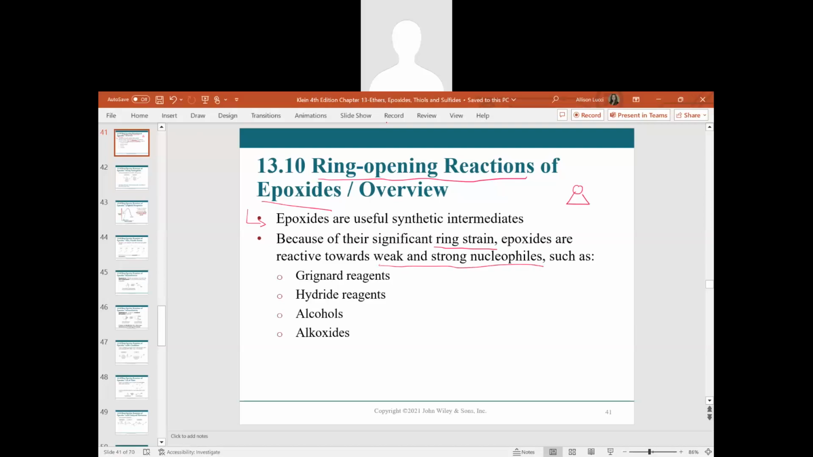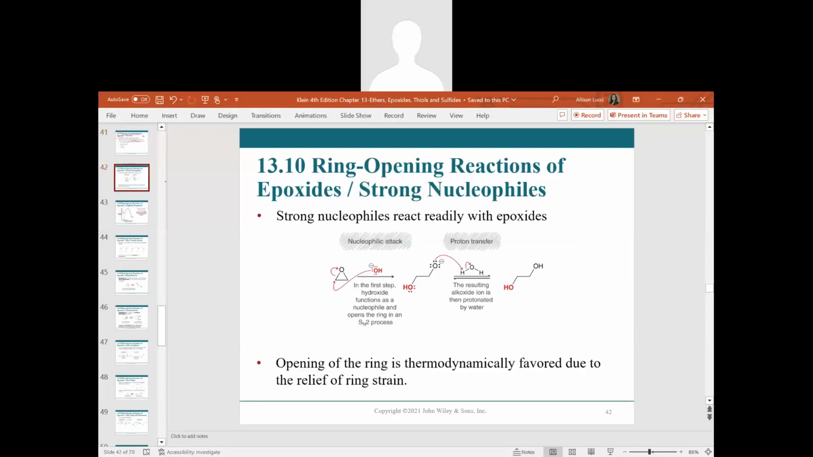So things like Grignard reagents, hydride reagents, alcohols, or alkoxides can all react with epoxides to perform this ring opening type of process. So what we see here with a strong nucleophile, something like sodium hydroxide, in this first step, the hydroxide would function as a nucleophile. We have this nucleophilic attack. This opens the ring, and we see that hydroxide has been added to the ring, and this alkoxide ion can then be protonated using something like water here in this proton transfer step.